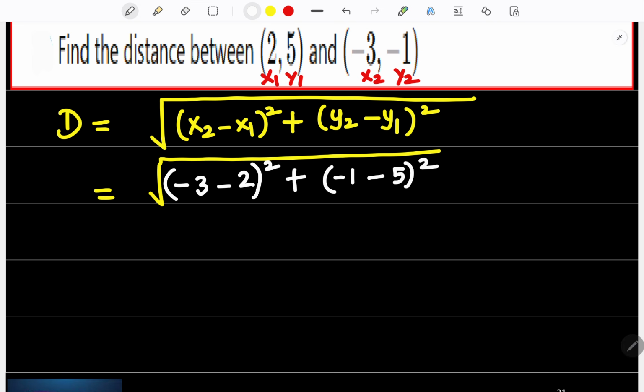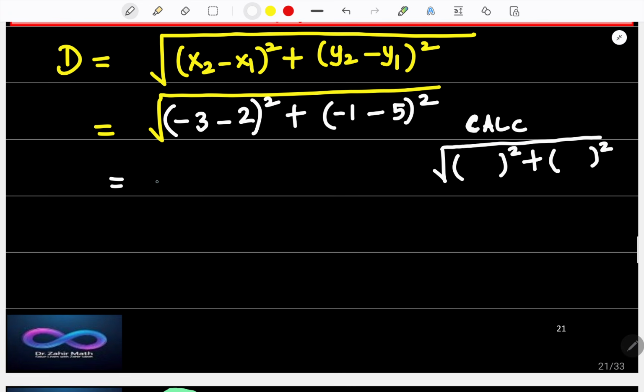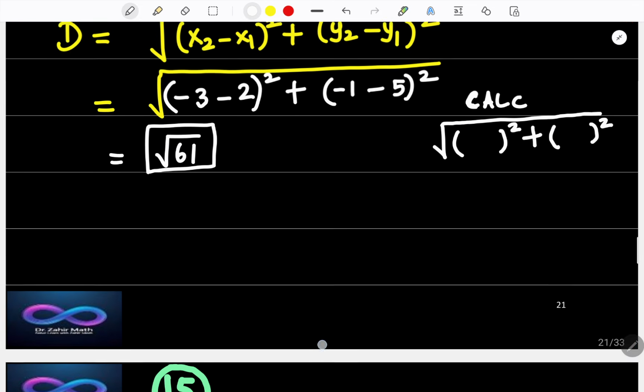Don't do anything. Just take your calculator and carefully type this one. Usually you make mistakes. Put the full square root, then this one, and then finish, and then square like this, and then plus, and then open bracket, and then put everything square like this. Carefully put it, okay? So you will get the answer square root of 61. I just put it in the calculator. Directly you can use 100% calculator for distance formula.